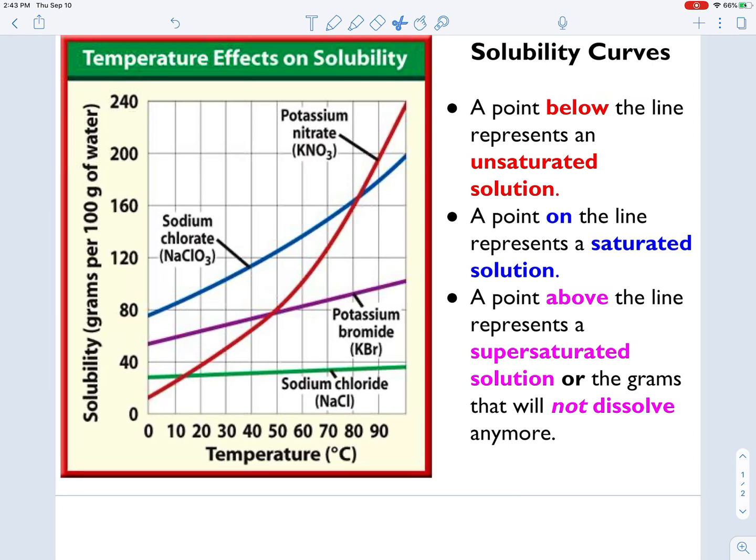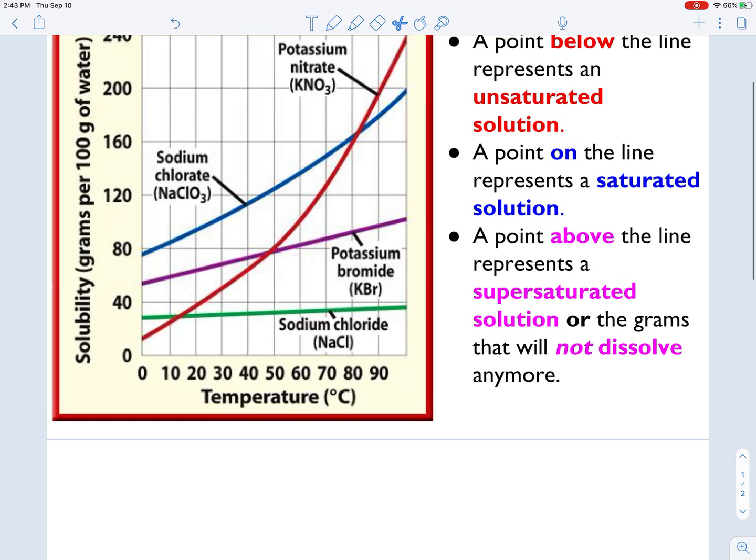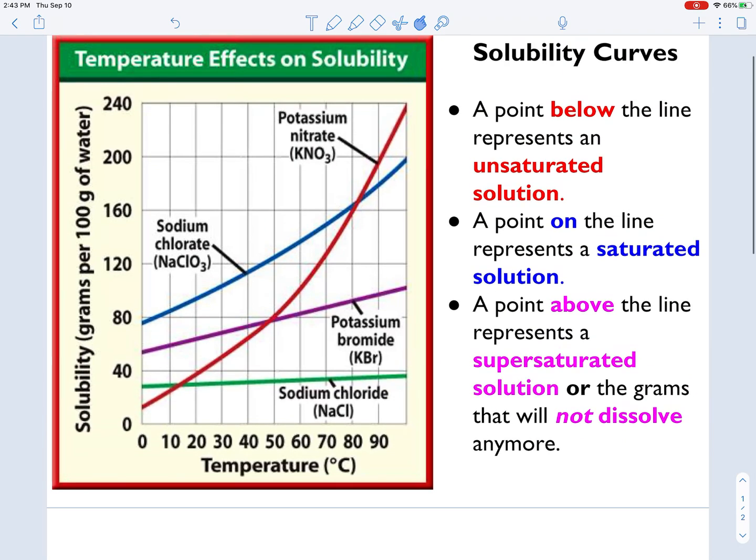These lines all go up, except sodium chloride at the bottom, which isn't affected much by temperature. But all of them generally go up, which tells us that as temperature goes up, they dissolve better. I want you to think about maybe getting unsweet tea at a restaurant instead of sweet tea, and then you try to put sugar in that iced tea. It doesn't dissolve. But when the tea is hot, it dissolves much better. The sugar dissolves better when the tea is hot.